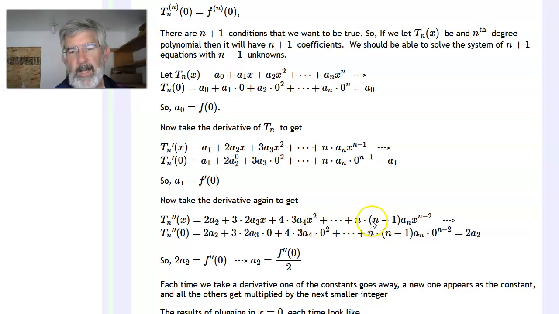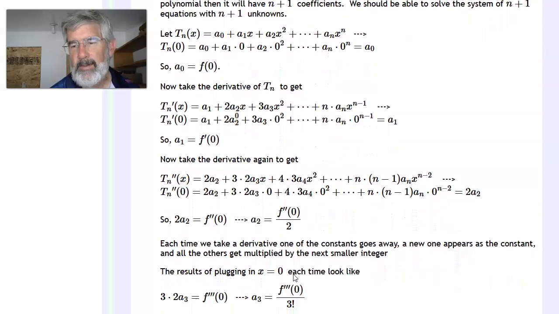I take the derivatives. Plugging in 0, I get that the derivative at 0 is now 2 times a2, and I need 2 times a2 to equal the second derivative of f, which tells me that a2 has to equal f double prime of 0 over 2.